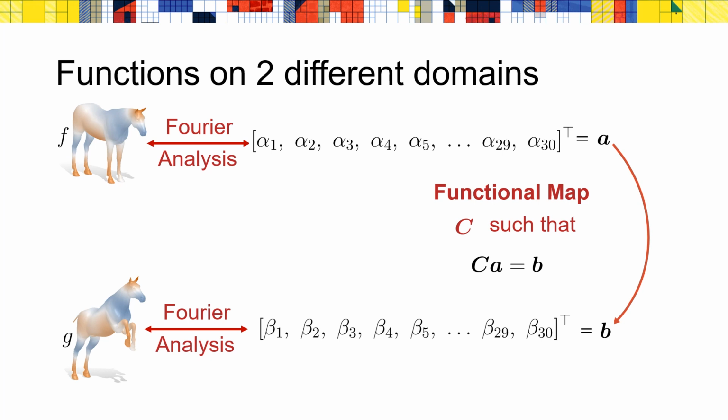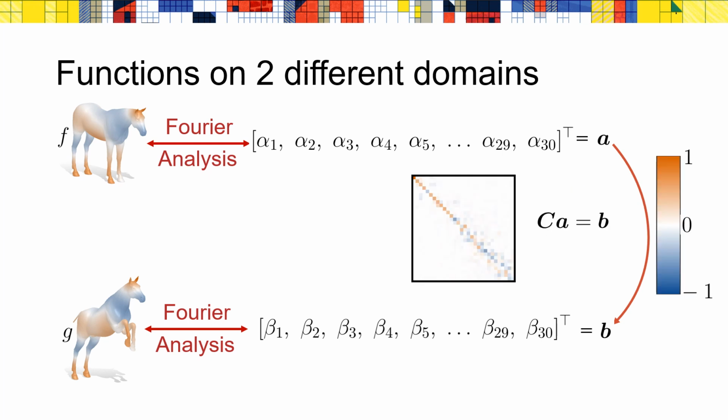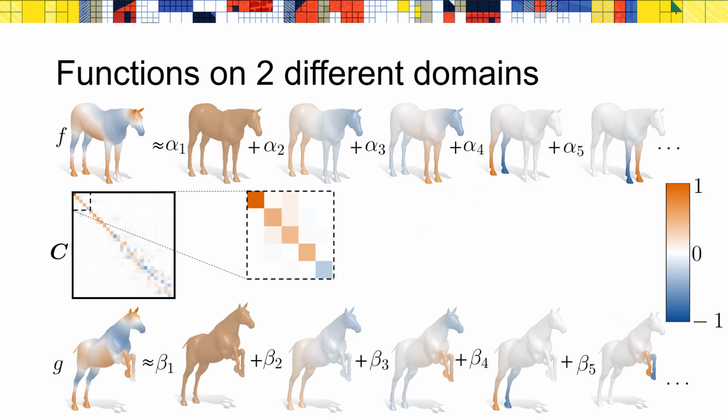So C times A should be equal to B. And the functional map C has this diagonal shape, and we can look for some insight in this shape of the functional map. If we look at the first 5 values on the diagonal of the functional map C, you can see that all the first 4 values are close to 1. This means that the coefficients are the same for the two shapes, as we saw.